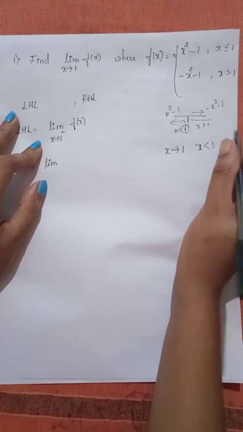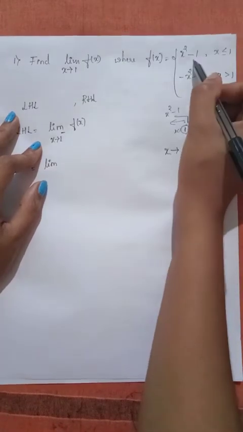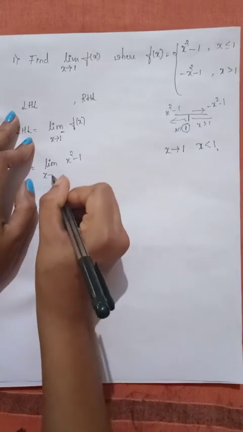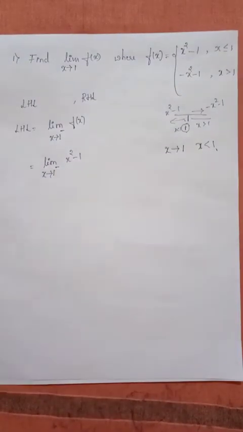When the value for x is less than 1, how is the function defined? The function is defined as x square minus 1, as x tends to 1 minus. Okay, only this much you have to do.